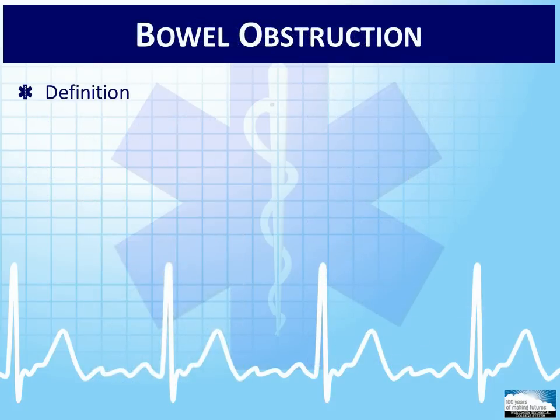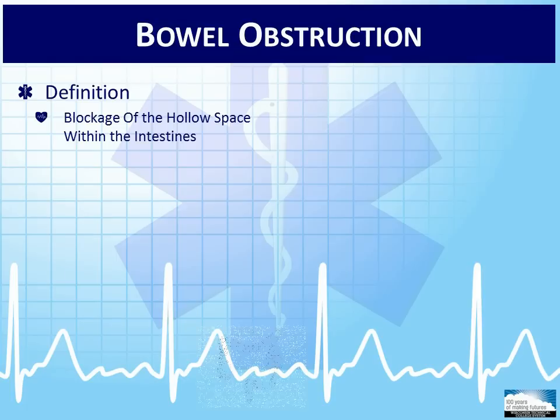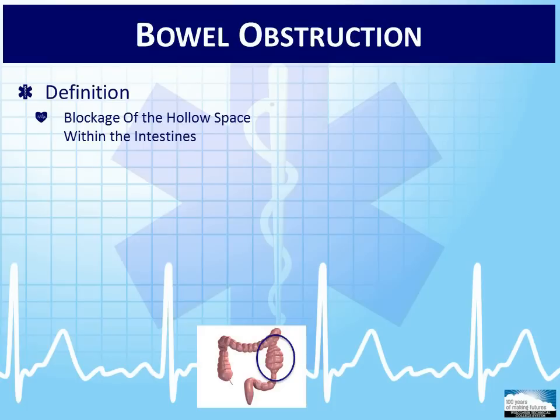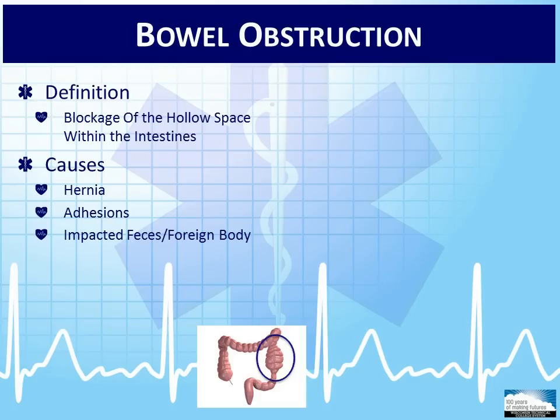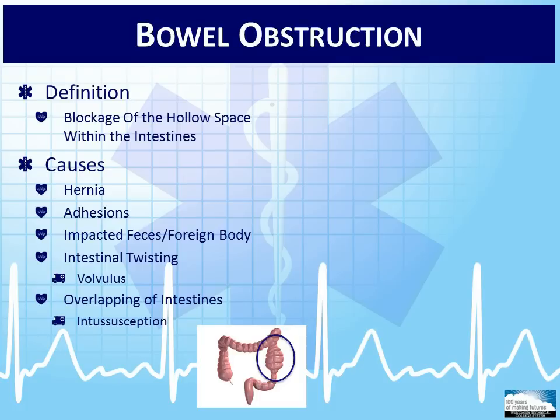A bowel or intestinal obstruction occurs when there is a partial or complete blockage of the hollow space within the intestines. Such a blockage prevents contents within the intestines from passing through. Potential causes include a hernia, adhesions, impacted feces, foreign bodies, twisting of the intestines, referred to as a volvulus, or overlapping of the intestines, called intussusception.